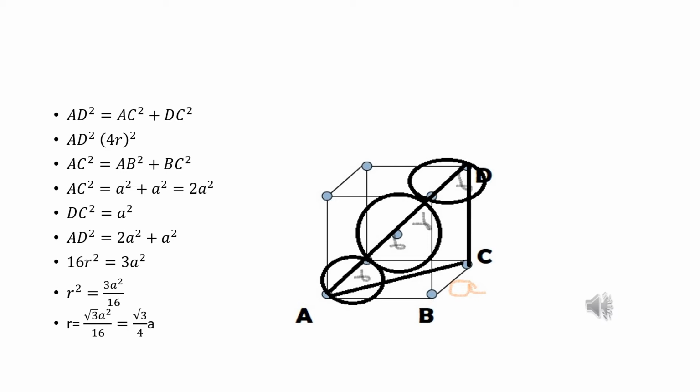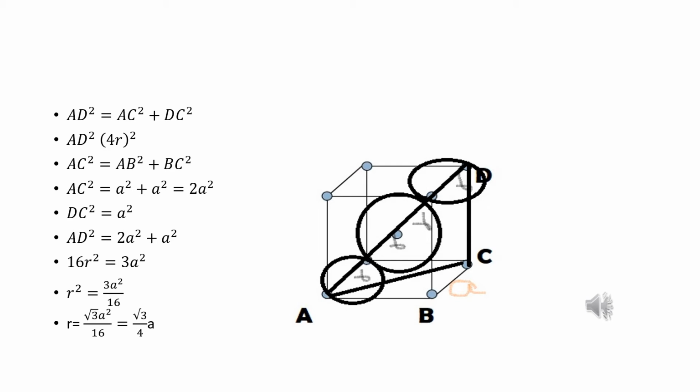Next, what is AC square? Now we are taking the second triangle, ABC triangle. AC square equal to AB square plus BC square. So what is the edge length of a cube? That is a. So AC square equal to a square plus a square. AB is a and BC is also a. So that is a square plus a square, that is equal to 2a square.